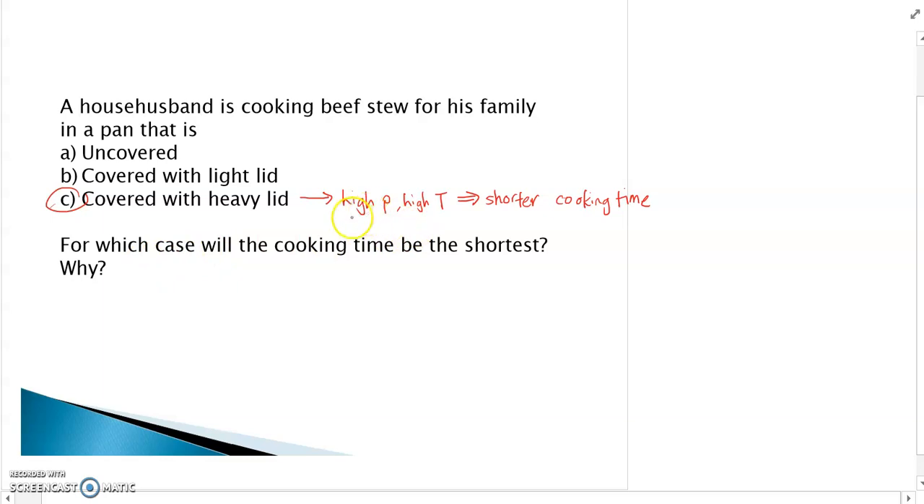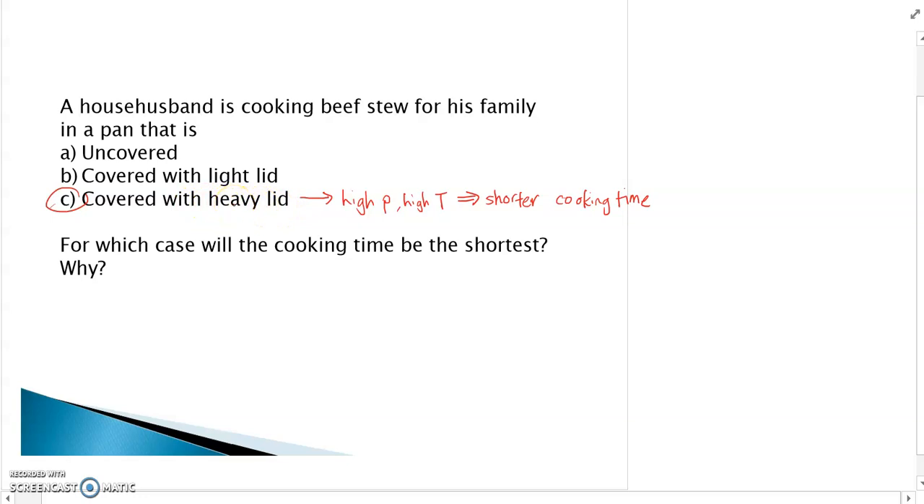The reason is because it has the highest pressure compared to the other options. So when you have higher pressure, your temperature is also high, and with high temperature, it's easier to cook the beef when you have higher pressure. So the shortest cooking time is C, if you cook the stew with a covered heavy lid.